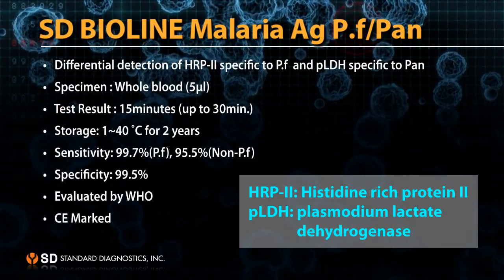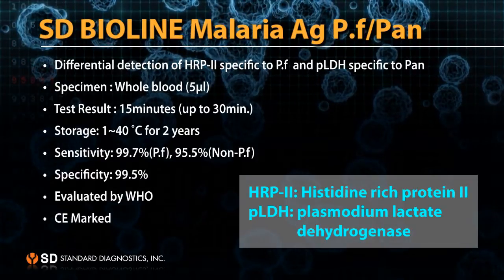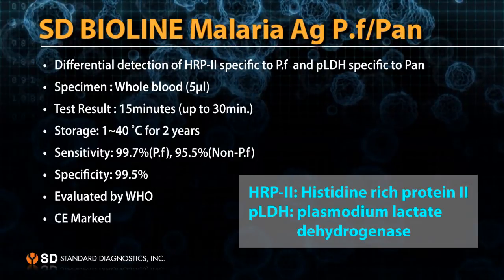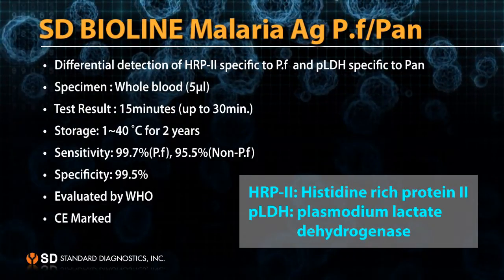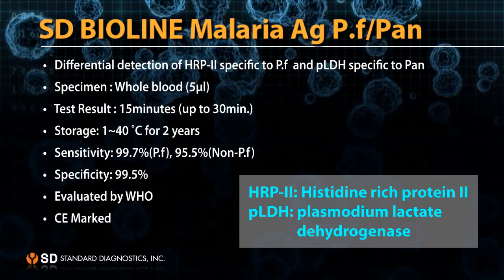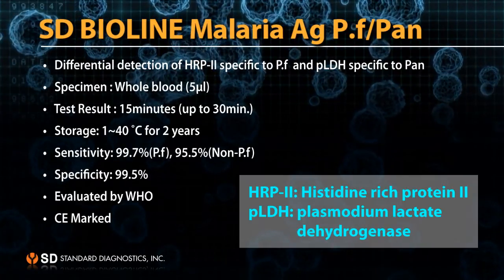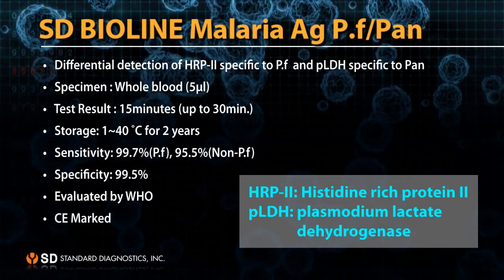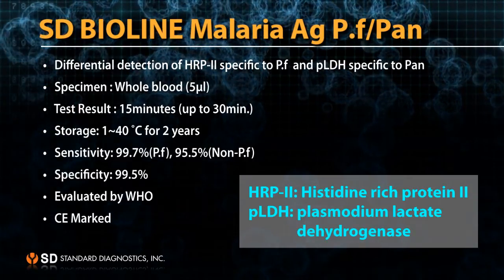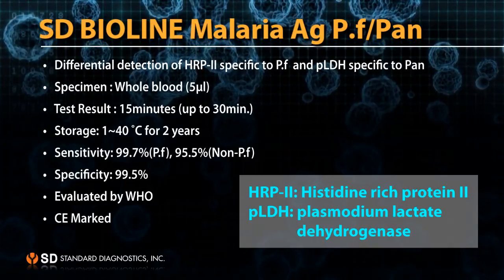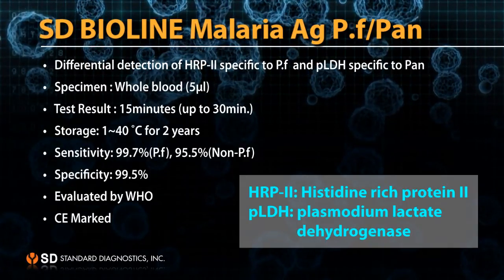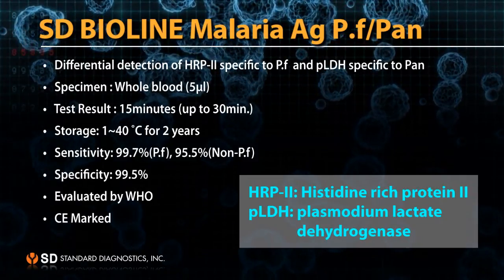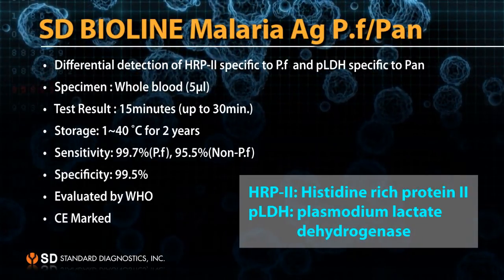Specimen is 5 microliters of whole blood, and the test result takes only 15 minutes. Storage condition is 1 to 40 degrees Celsius for 2 years. Sensitivity is 99.7% for Pf, 95.5% for non-Pf, and specificity is 99.5%. This CE-marked BIOLINE Malaria Antigen P.f/Pan test was evaluated by WHO with outstanding performance results.